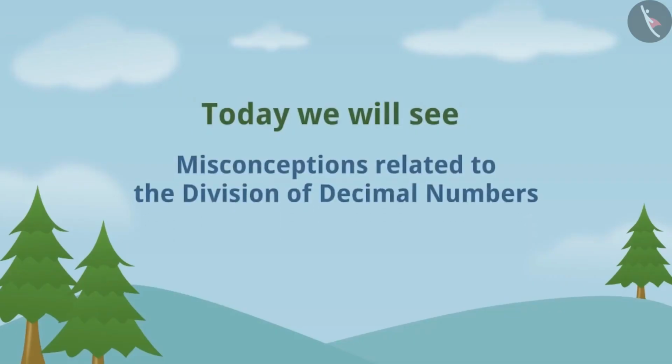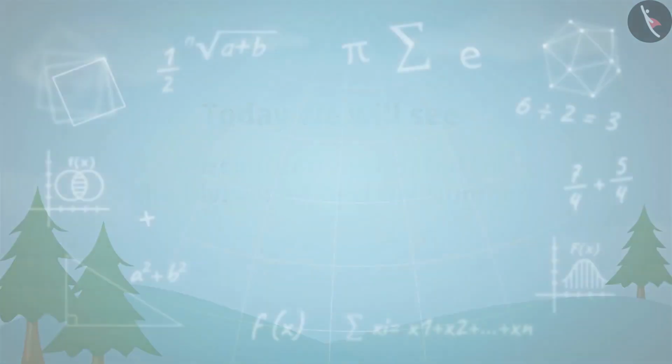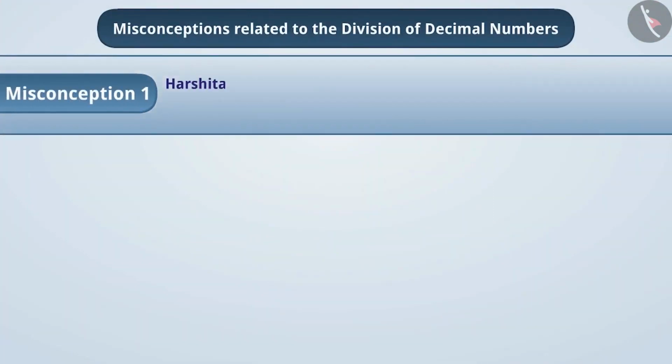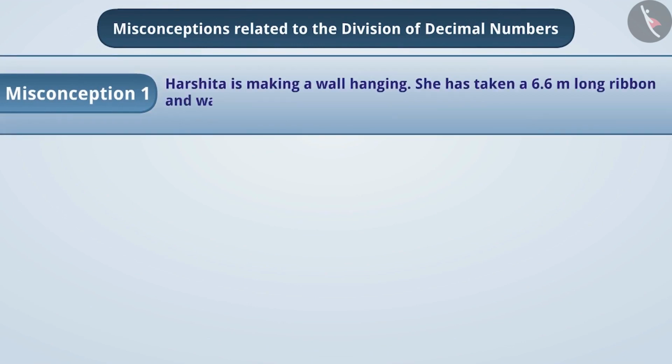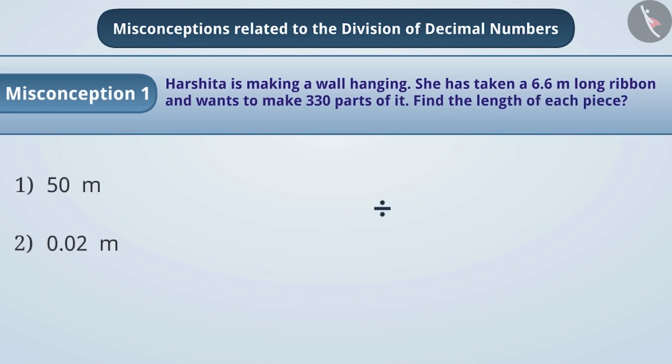Today, we will see misconceptions related to division of decimal numbers. Misconception 1. Harshita is making a wall hanging. She has taken a 6.6 meter long ribbon and she wants to make 330 parts of it. What would be the length of each piece? While dividing, students often have this misconception that larger numbers should be divided by smaller numbers. So they divide 330 by 6.6. This gives them the result 50, which is the wrong answer. Hence, option 1 is incorrect.